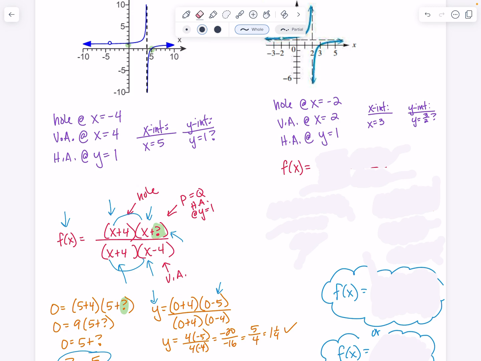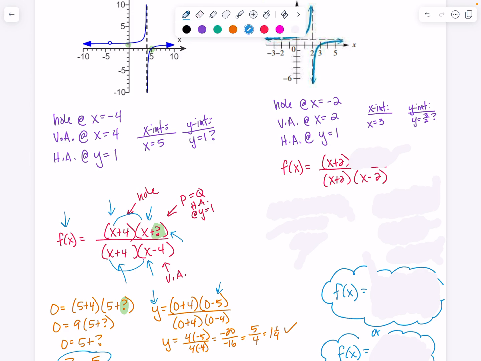Well, if I know that there is a hole at x equals -2, there should be a factor on the top and the bottom of x plus 2. If I know there's a vertical asymptote at x equals +2, then I know there's a factor on the denominator of x minus 2. And if there is a horizontal asymptote at y equals 1, the degree of my top and the degree of my bottom should be equal.